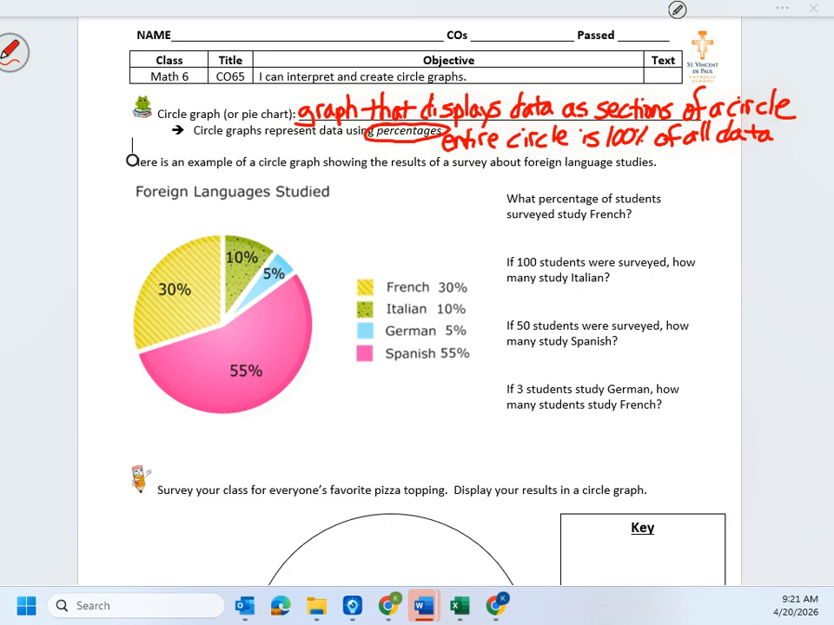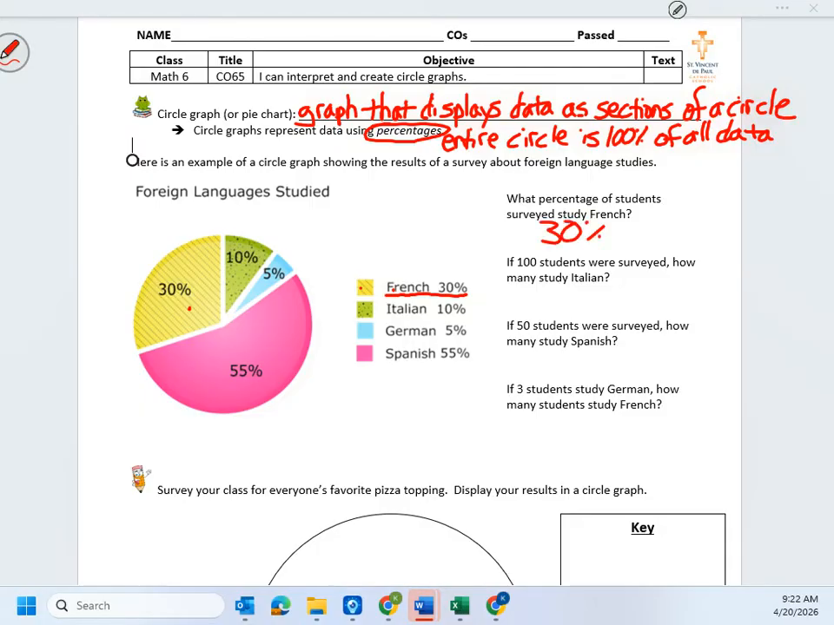Here's an example of a circle graph showing the result of a survey about foreign language studies. What percent of students studied French? So if we look at this graph, how many studied French? Michael? 30%. Yeah, it's right here, 30%. French was that yellow section, and we can see that yellow section is 30%.